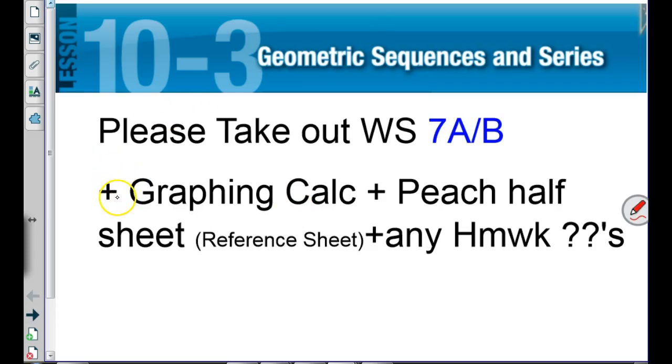Right, so yesterday was arithmetic sums of series, and today we're going to do geometric. So we're going back and reviewing.